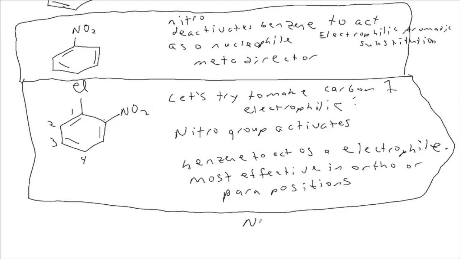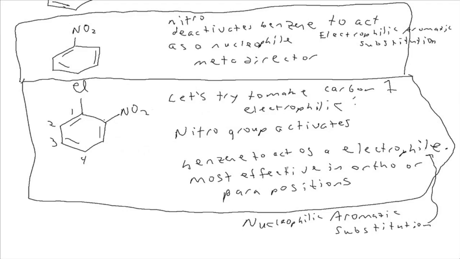Nucleophile. So that's called nucleophilic aromatic substitution. So we saw that nitro deactivates benzene for electrophilic aromatic substitution, but the nitro group activates benzene for nucleophilic aromatic substitution. In electrophilic aromatic substitution, the nitro group makes the meta position more likely to react.